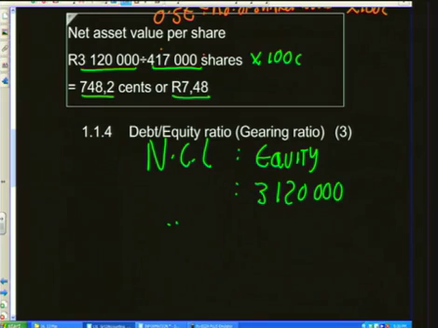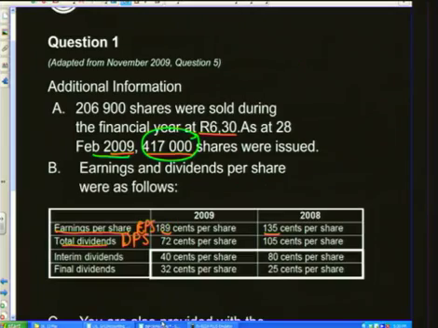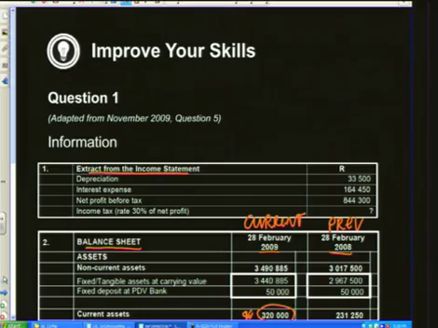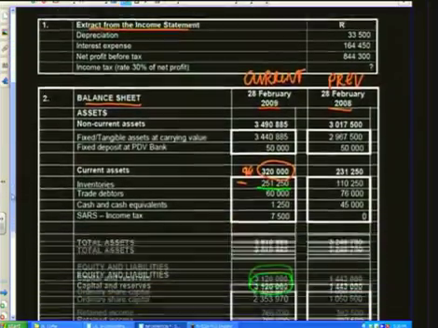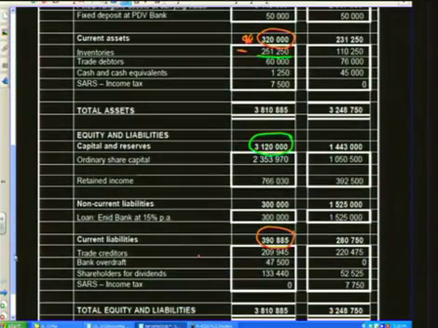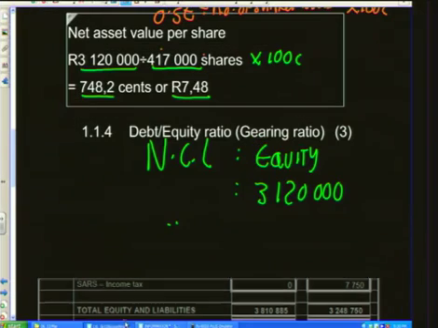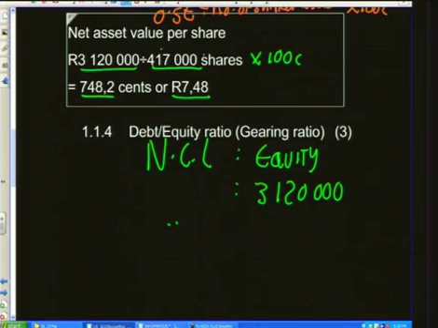3,120,000. Okay, remember guys, again, we're getting that from the balance sheet. Let's now look at our non-current liabilities for the year. So let's go to our information. Let's go back to that balance sheet. There we go. Right, in our balance sheet, for the year 2009, our non-current liability is an amount of 300,000. So let's take that through to the calculation.